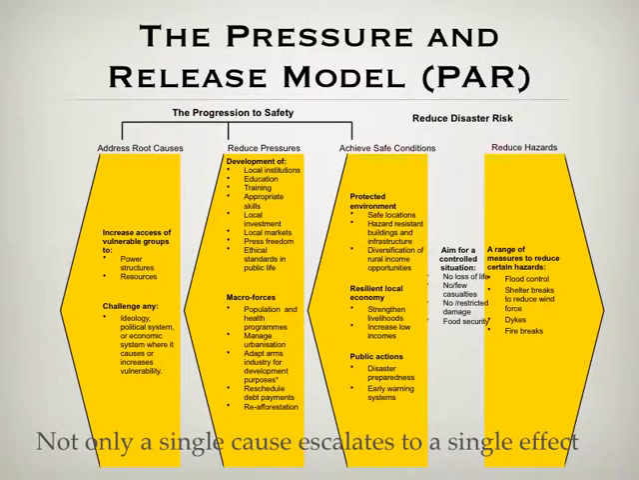Okay. Also importantly about this model is that there's not one single cause that leads to a specific effect. So in other words, I cannot necessarily say that lack of access to political structures causes unsafe conditions such as staying in unsafe housing or something like that. These things are a lot more complex than that, and they escalate into different ones as well. So they have an influence on one another too. Okay. Any questions?